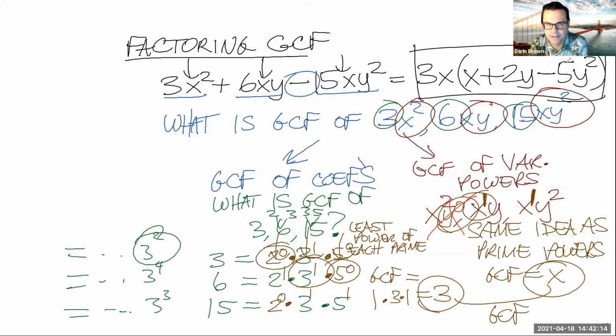And there's nothing we can do with that trinomial because it's got two variables. It's a quadratic in one and linear in the other. So we can't factor x plus 2y minus 5y squared. So this would be the factorization, the complete factorization.